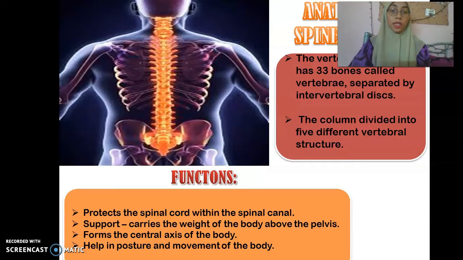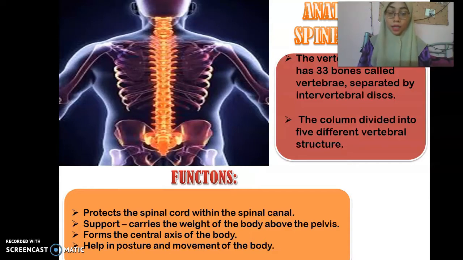The spine is the vertebral column that has 33 bones called vertebrae, separated by the intervertebral discs. The column is divided into 5 different vertebral structures, which are the cervical vertebra, thoracic vertebra, lumbar vertebra, sacrum and coccyx.